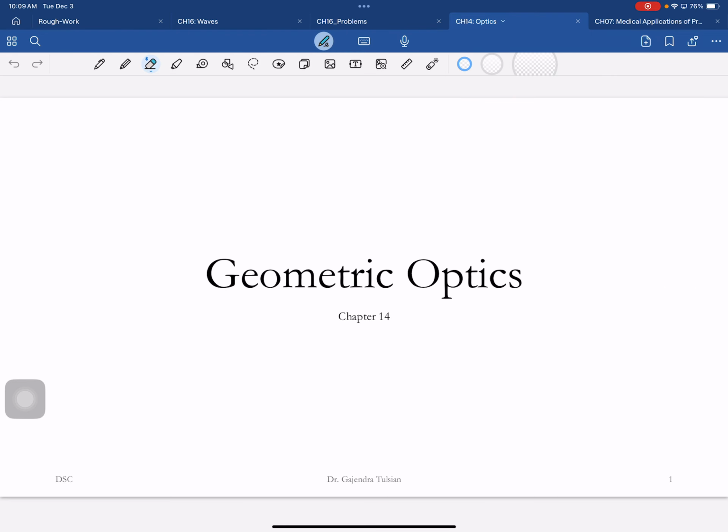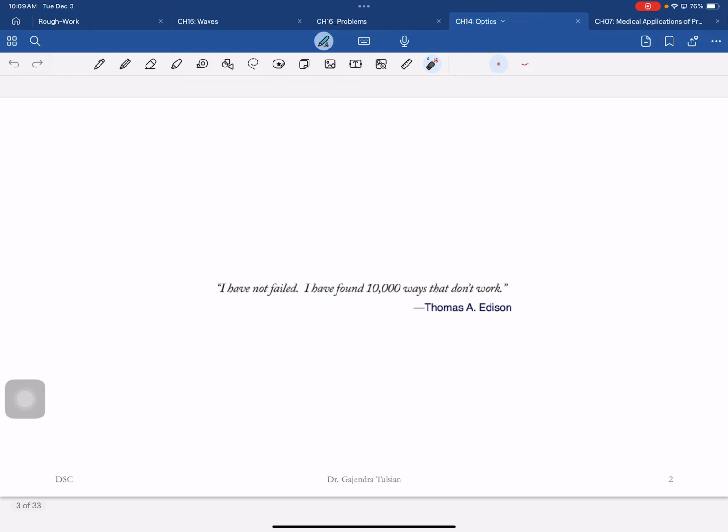All right, so our goal is to understand vision. How does your eye focus an object onto the retina? Okay, so in preparation for that, we'll study some of the physics that is involved.